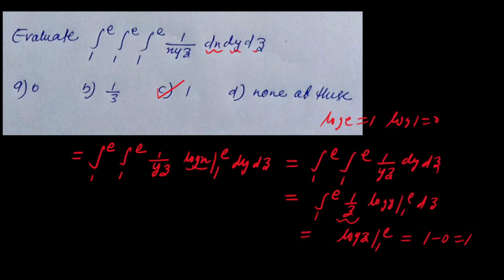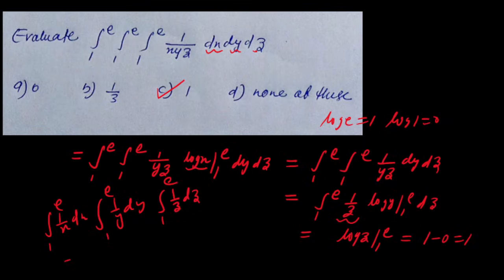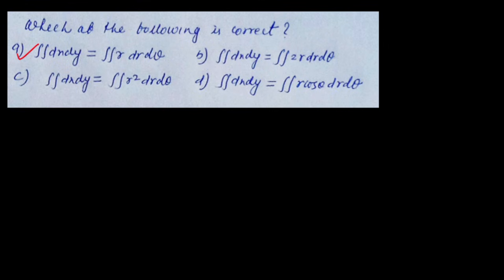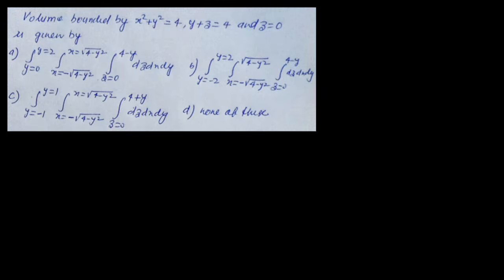But since these are constant limits, I could have directly written integration of 1 by x dx, 1 to e, integration of 1 by y dy, 1 to e, and integration of 1 by z dz, 1 to e. So this will give me log e minus 1, so 1 into 1 into 1, that is equal to 1. So both ways it can be solved. Okay, fine. Now after this question, let us move to the next question.